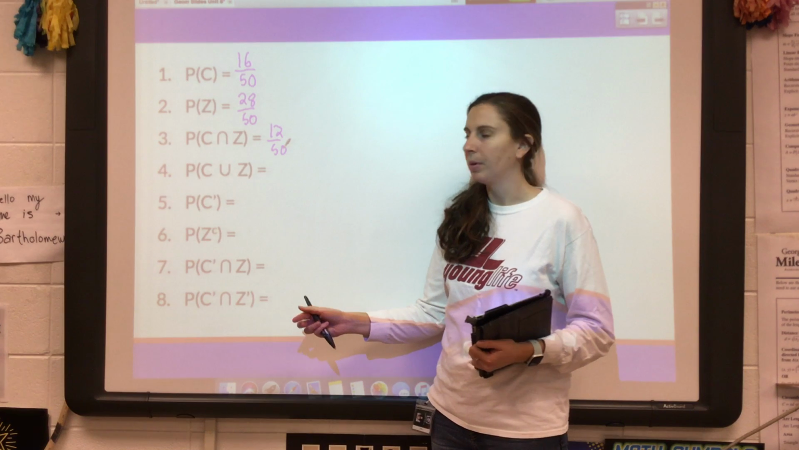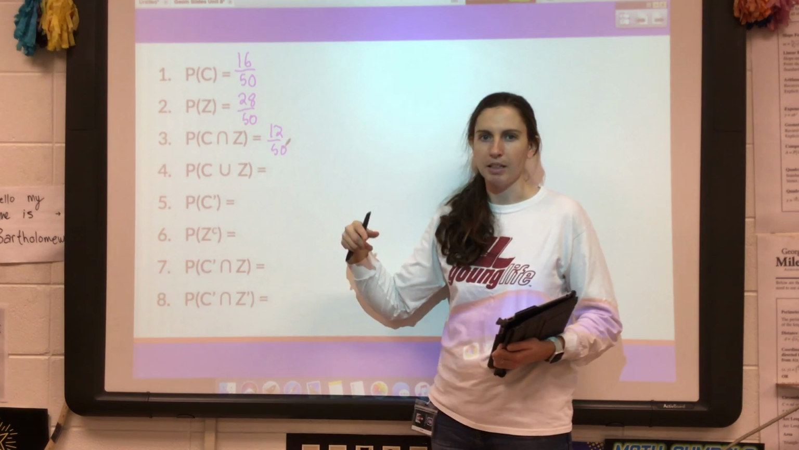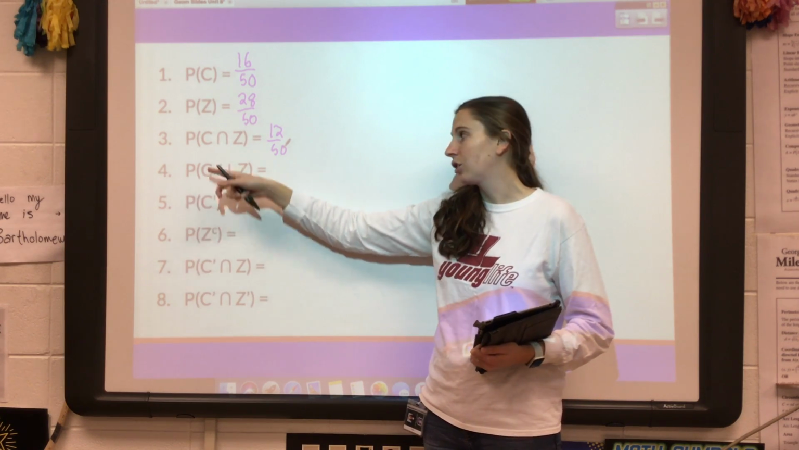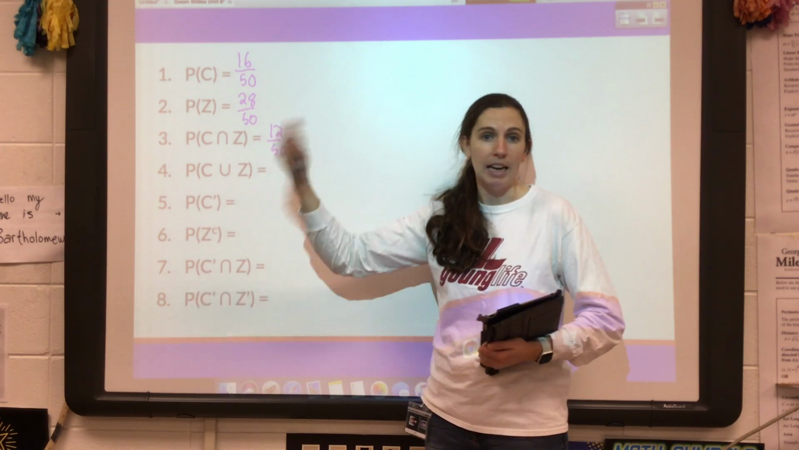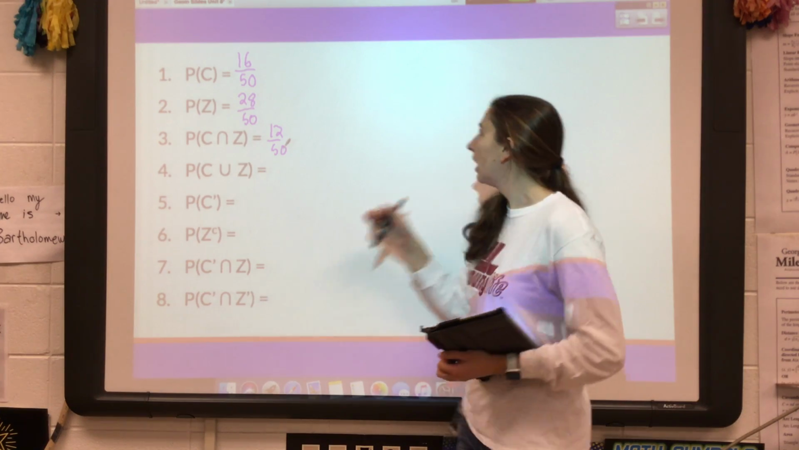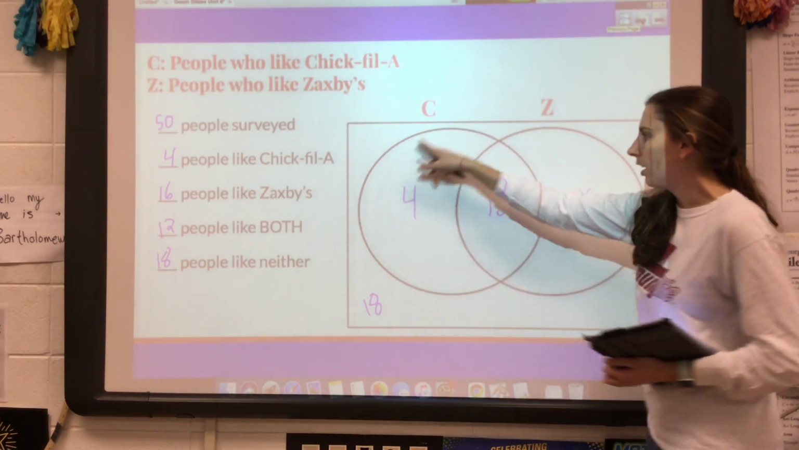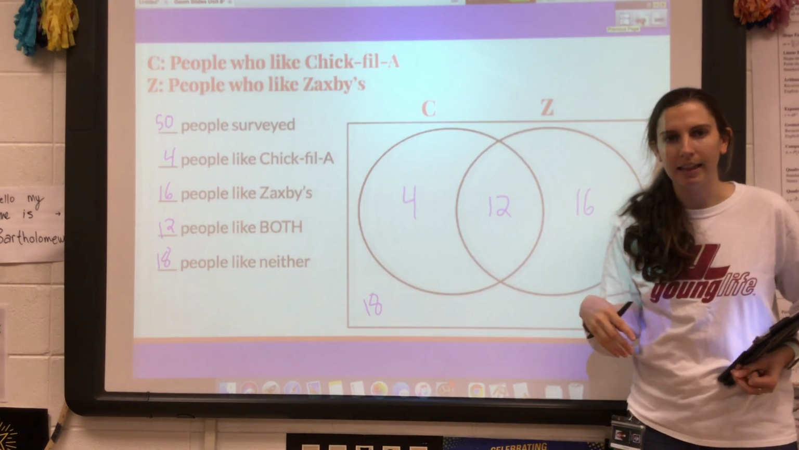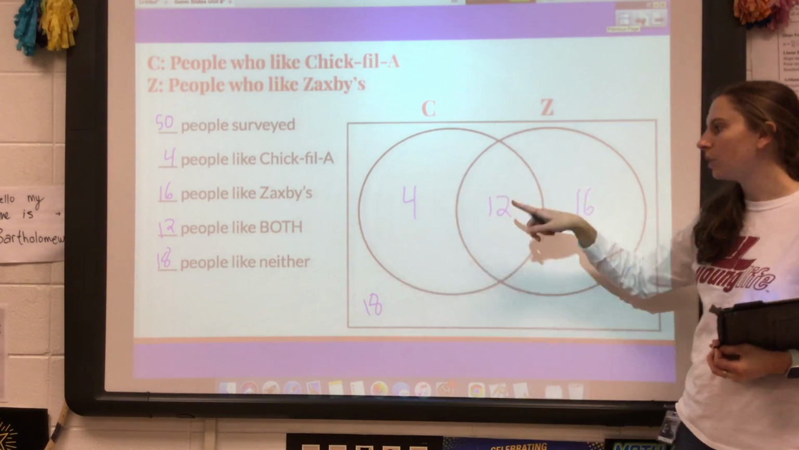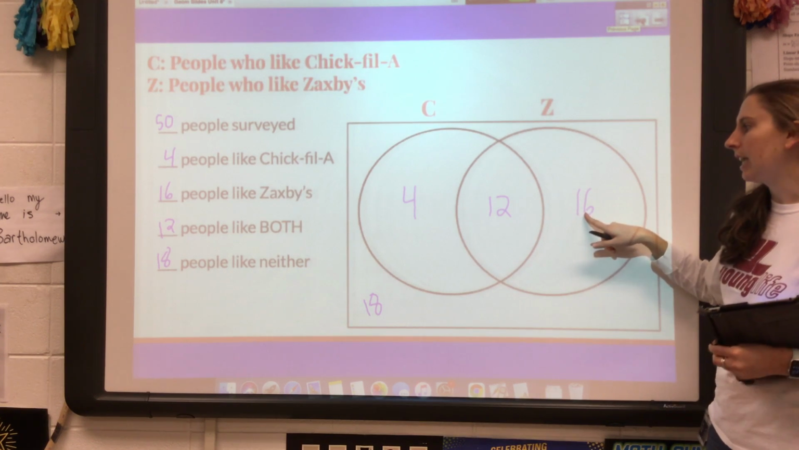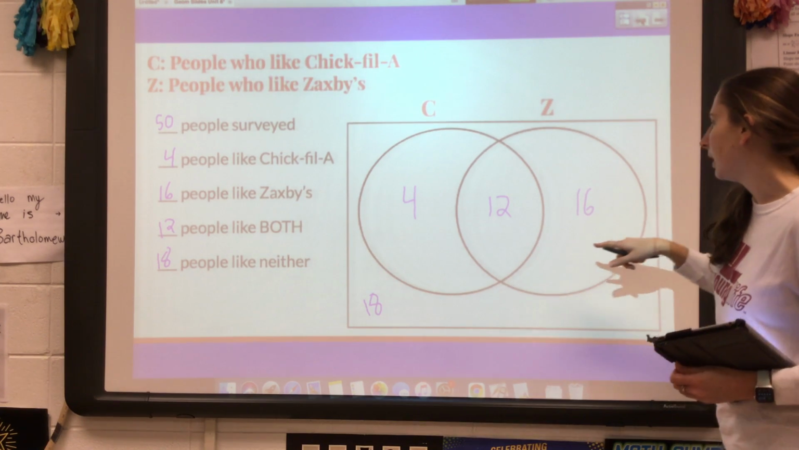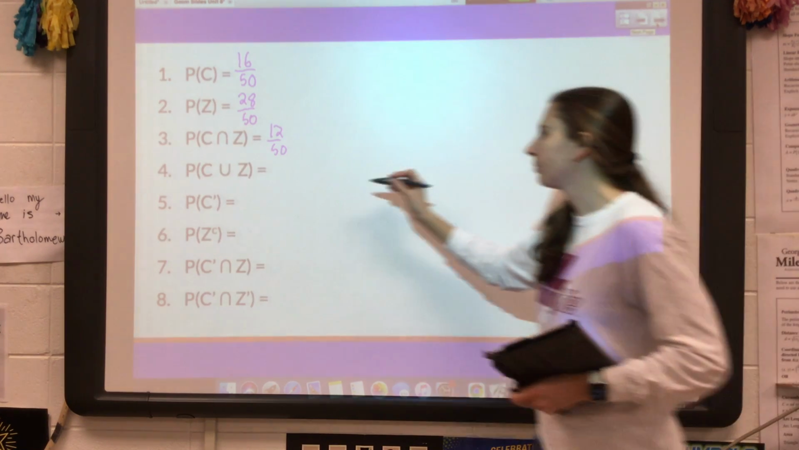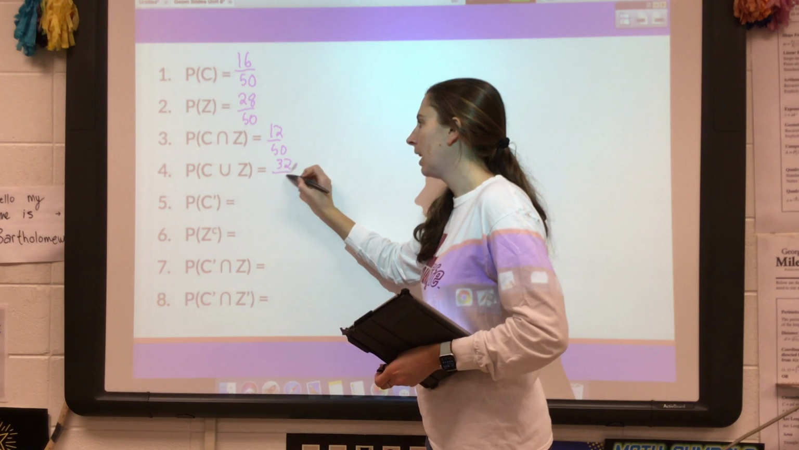Next, what's the probability they like Chick-fil-A or Zaxby's? Remember, this is the union of those 2 sets. They might like Chick-fil-A or they might like Zaxby's, just any of those people. Basically, it's all of these circles here, just not the 18 who didn't like anything. So it's the 4 and the 12 and the 16, which is going to be 16 plus 16, so 32 out of 50.